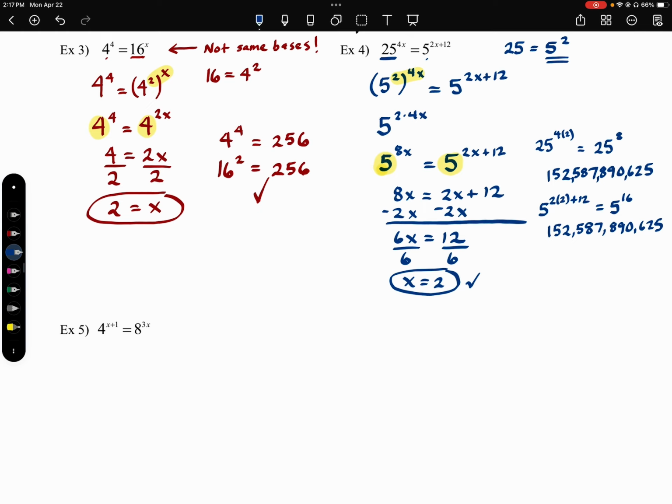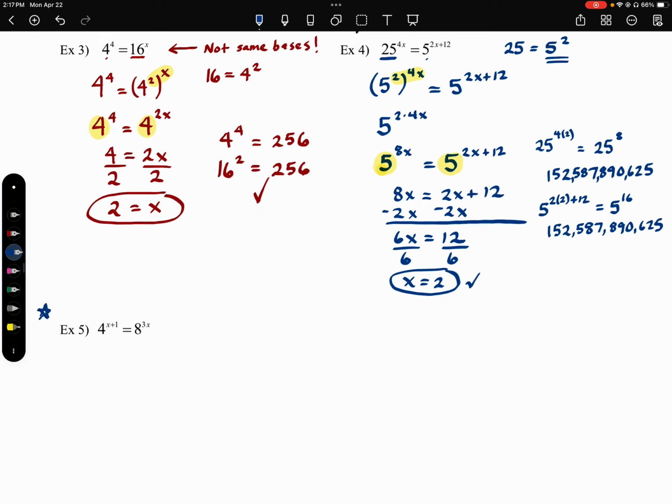All right, we'll go ahead and include example 5 in this video. We've got 4 to the power of x plus 1 equals 8 to the power of 3x. Now, this is one of the ones where you have to be careful. I'm going to put a little star on this one.